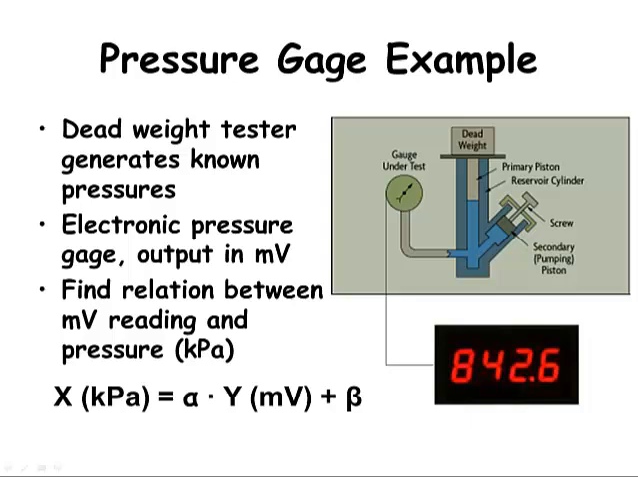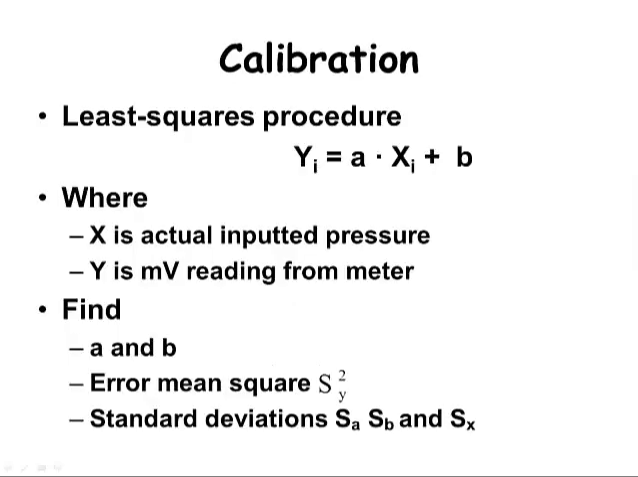Note that the equation wanted at the end is different than in the previous slide and the next slide. We start with the expression y equals a times x plus b, where x is the actual pressure input generated by the deadweight tester, and y is the millivolt output from the transducer. We need to find a and b and some statistical terms so that we can find the uncertainty of the calibration curve. This example is in the course packet beginning on page 3-7.